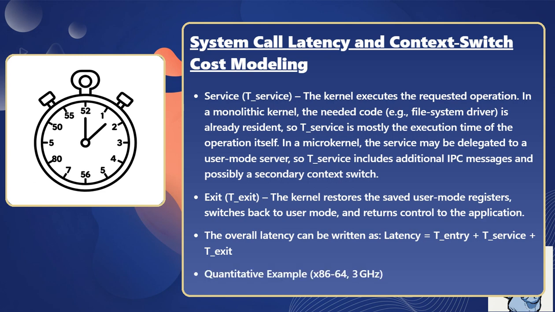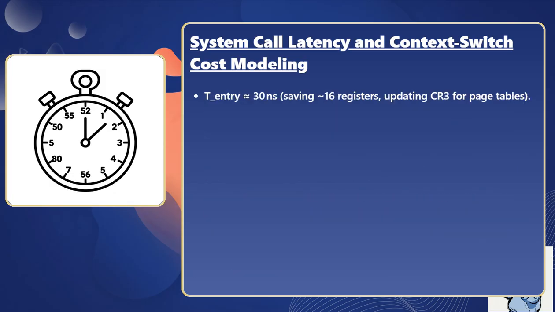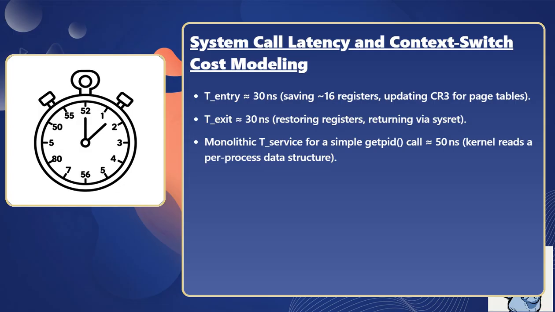Quantitative example, x86-64 at 3 GHz. T entry approximately 30 nanoseconds, saving about 16 registers, updating CR3 for page tables. T exit approximately 30 nanoseconds, restoring registers, returning via sysret. Monolithic T service for a simple getpid call approximately 50 nanoseconds. The kernel reads a per-process data structure.